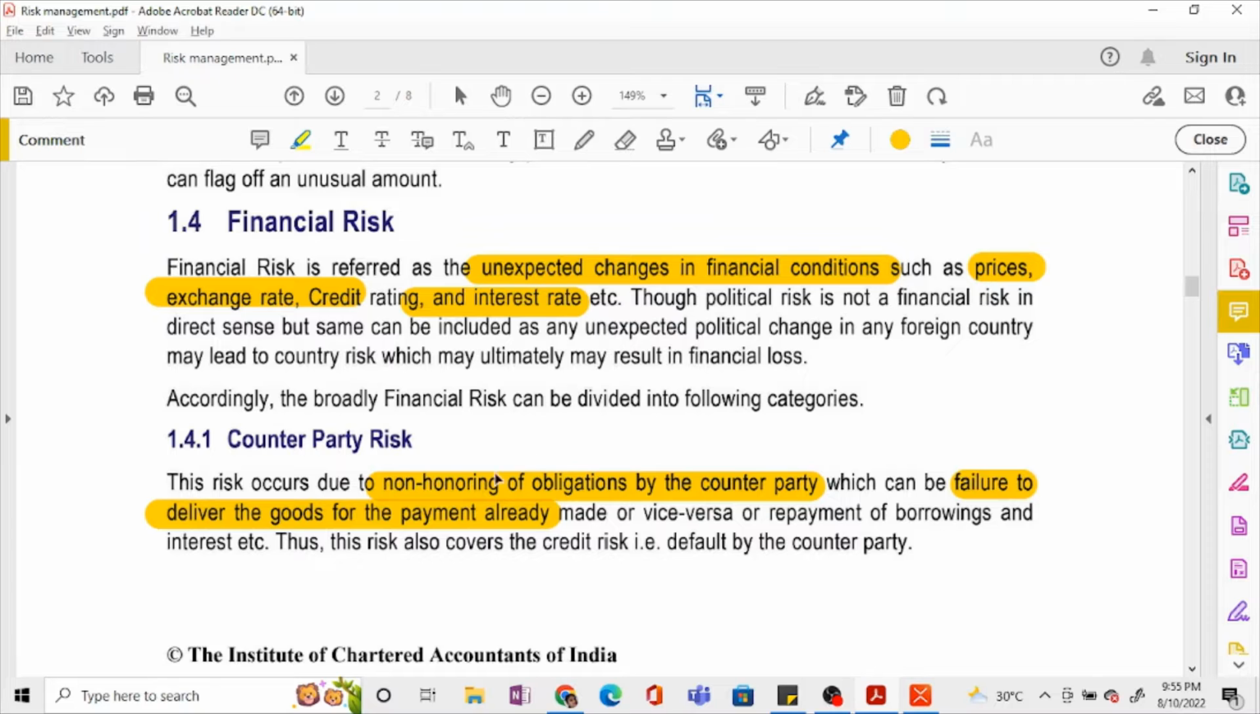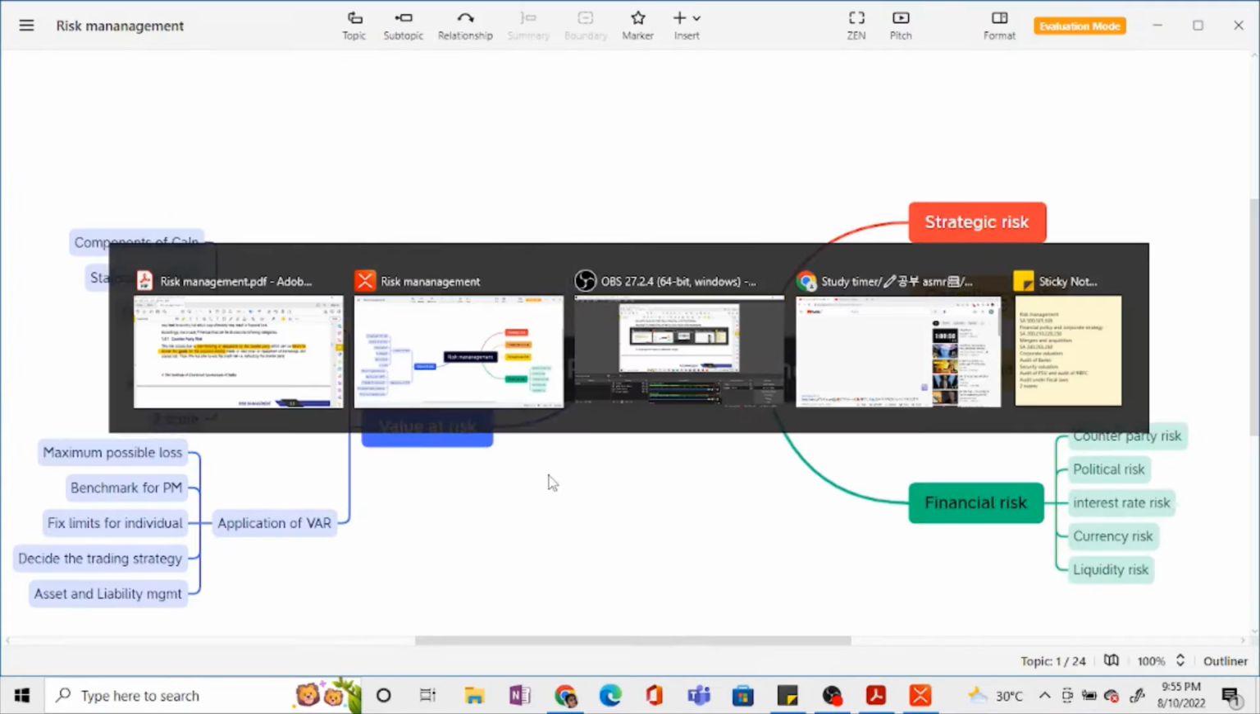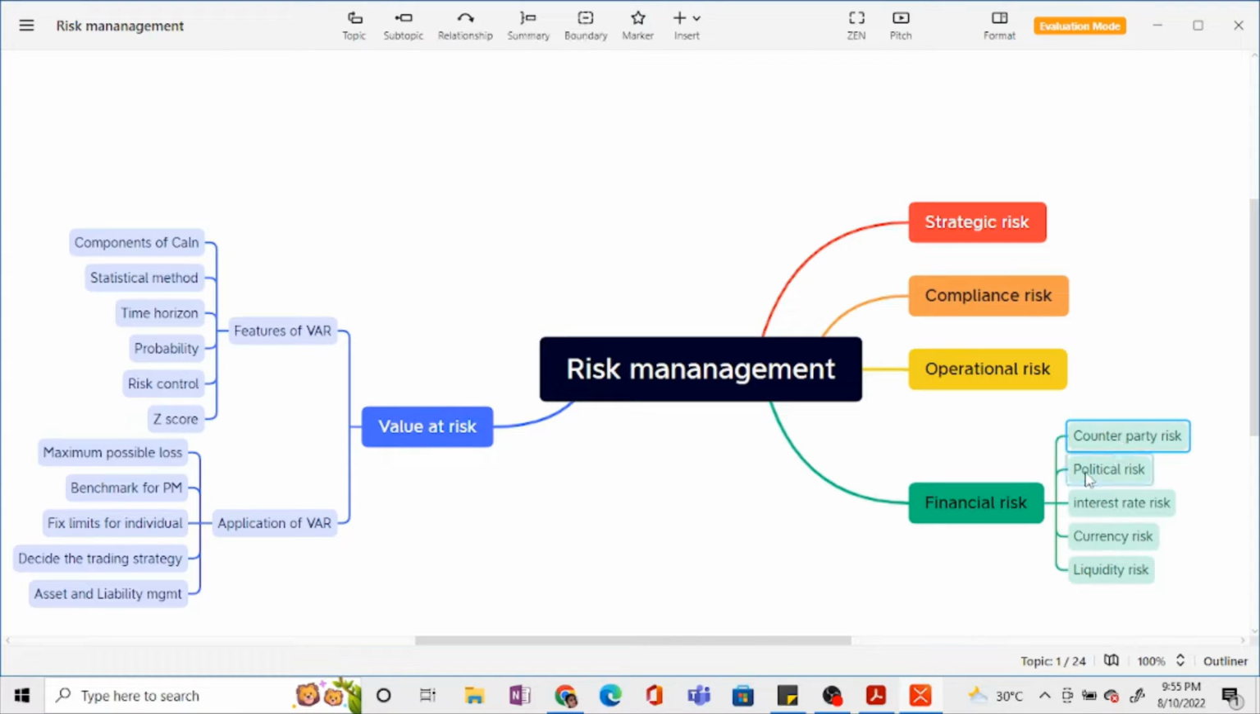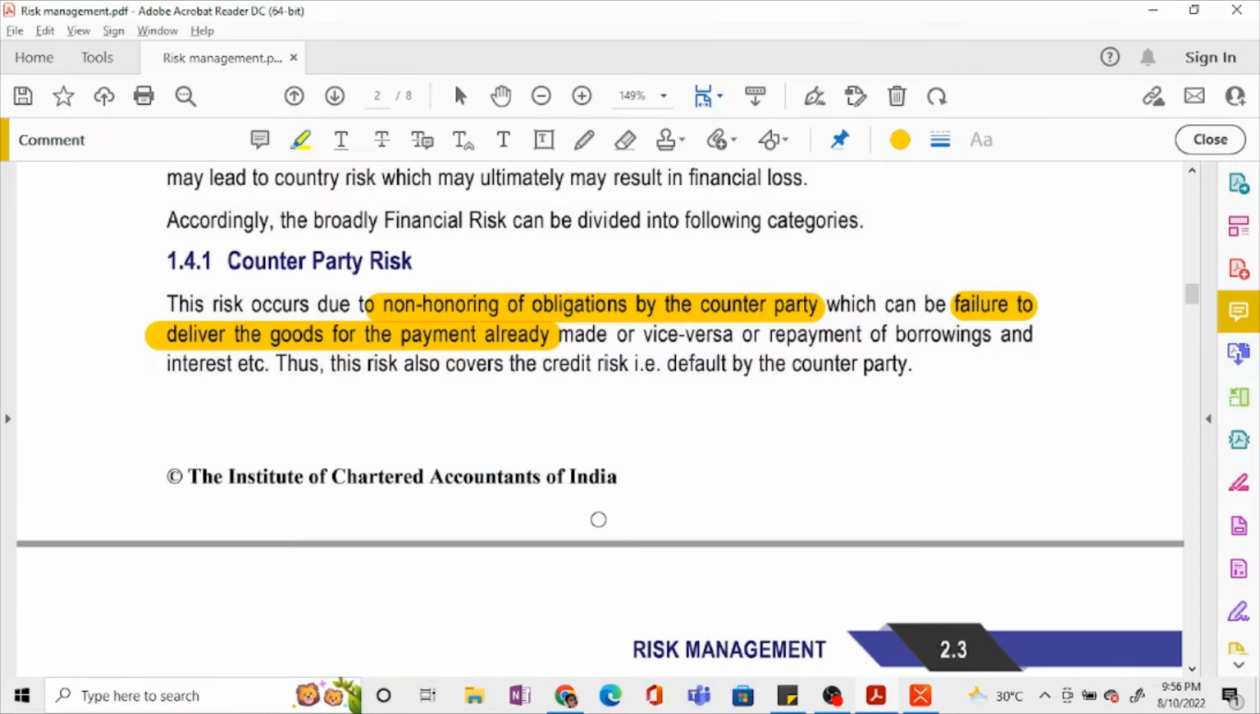And then financial risk itself is classified into five further types. The first one is counterparty risk. The second one is political risk. The third is interest rate risk. The fourth is currency risk, and the fifth one is liquidity risk.